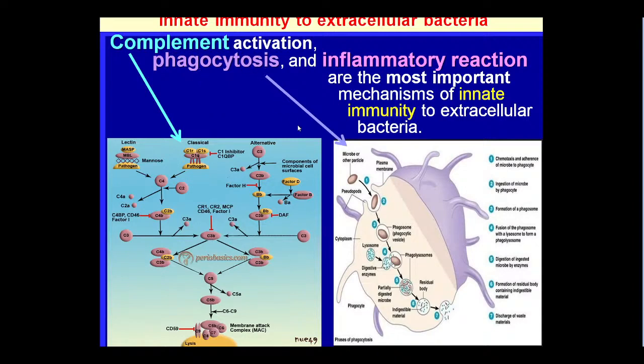Second, phagocytosis. Phagocytosis may be realized by many types of cells. Phagocytosis is the method of engulfment, digestion, and killing of bacteria in the phagolysosome of dendritic cells, macrophages, neutrophils, and some other cells. And of course, the third thing that we must speak about is inflammation. Inflammatory reactions are the most important mechanism of innate immunity against extracellular bacteria. These reactions usually involve many mechanisms, including phagocytosis and complement activation.